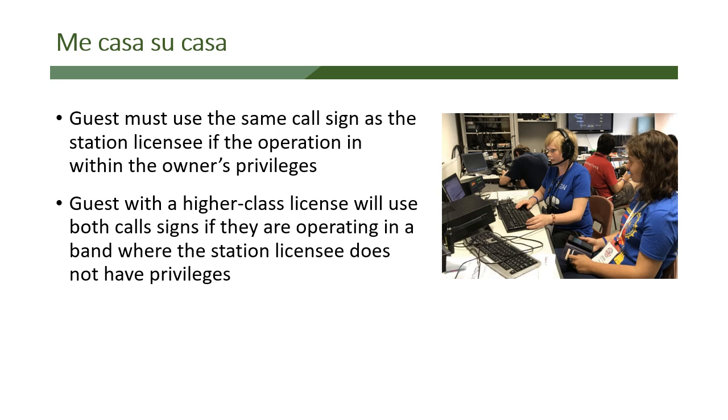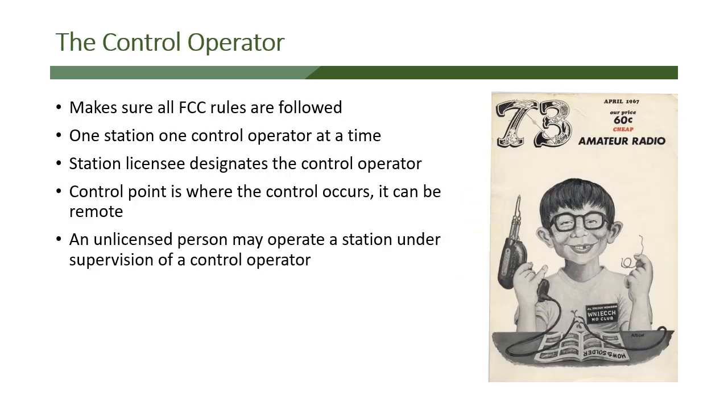So if you're a General class licensee and I come to your shack and I'm an Extra licensee, and if I want to operate in an allocation that you do not have as a General, then I would use your call sign and my call sign, which indicates to people I am not operating my station, I'm operating your station, but I have a higher license grade than the person who owns the station has. Whew, that's a mouthful.